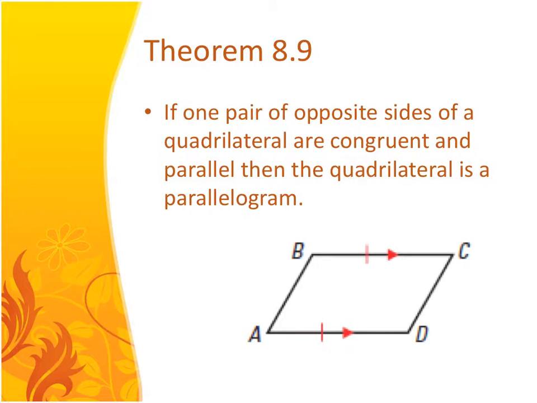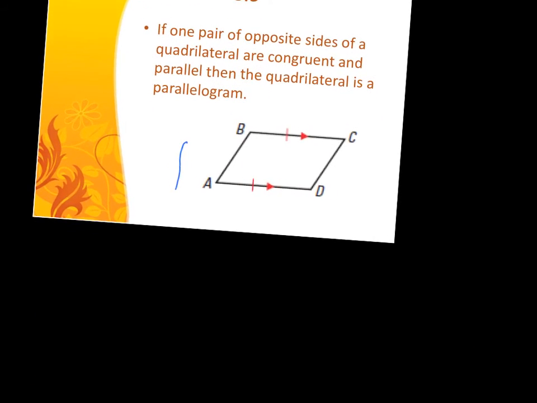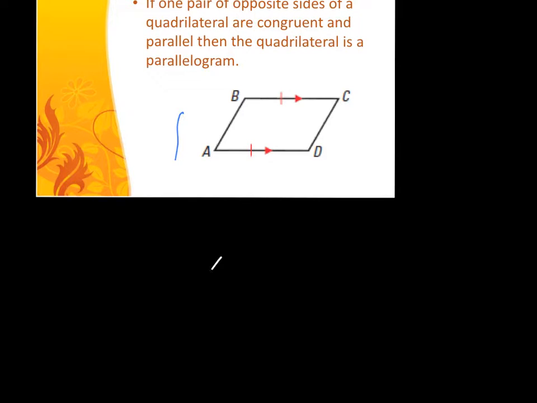Okay, third way is if one pair of opposite sides are congruent and parallel. So it has to be the same pair of sides. In this case, if BC is parallel to AD and BC is congruent to AD, then ABCD is a parallelogram. So what's important about this one is it has to be the same pair of sides. Notice that the same pair of sides are marked as congruent and parallel. I can't have a quadrilateral in which this side is marked as parallel and these sides are congruent. That is not enough information to show that that's a parallelogram. Okay, it has to be the same pair of sides.